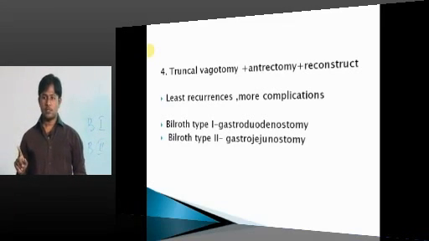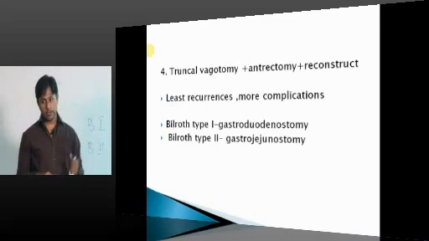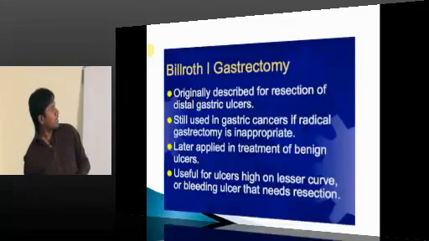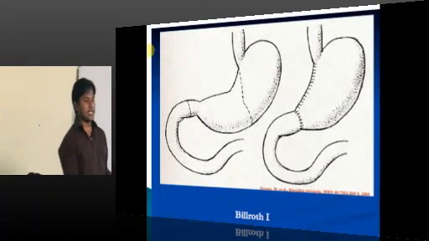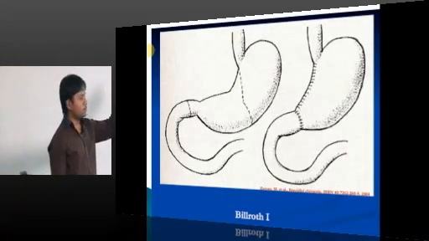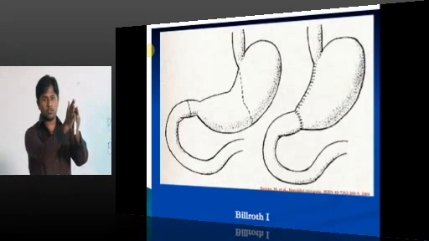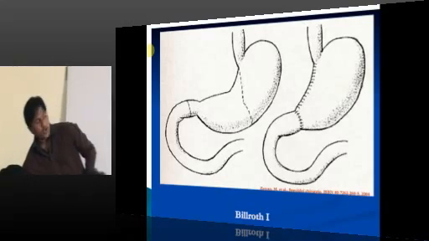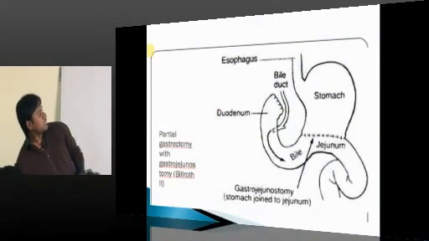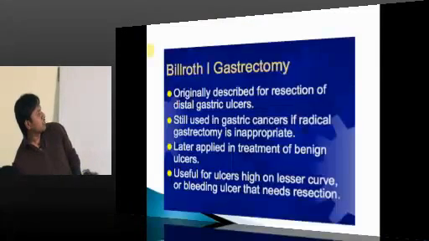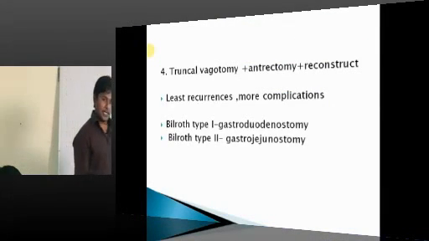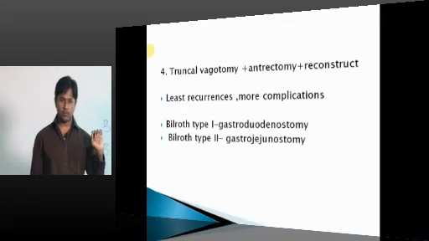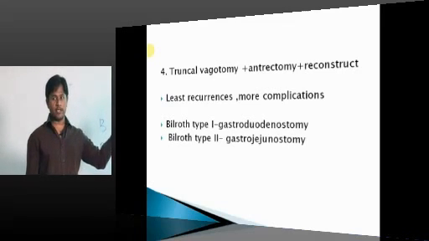Billroth type 1 is gastroduodenostomy. That is, you will just cut it, remove the antrum and then place an anastomosis. Remove the middle part, put an anastomosis together. Gastroduodenostomy. Whereas Billroth type 2 is a gastrojejunostomy. Okay. I will explain Billroth type 1 and type 2 also. Billroth type 2 is gastrojejunostomy. Okay. This is very, very important.